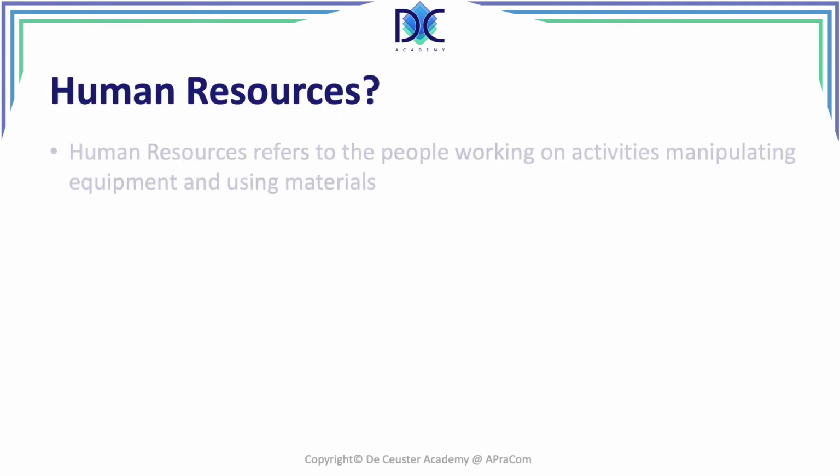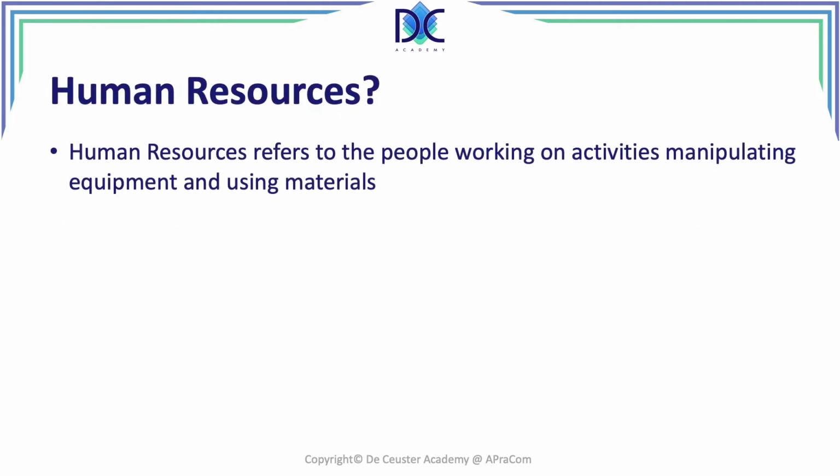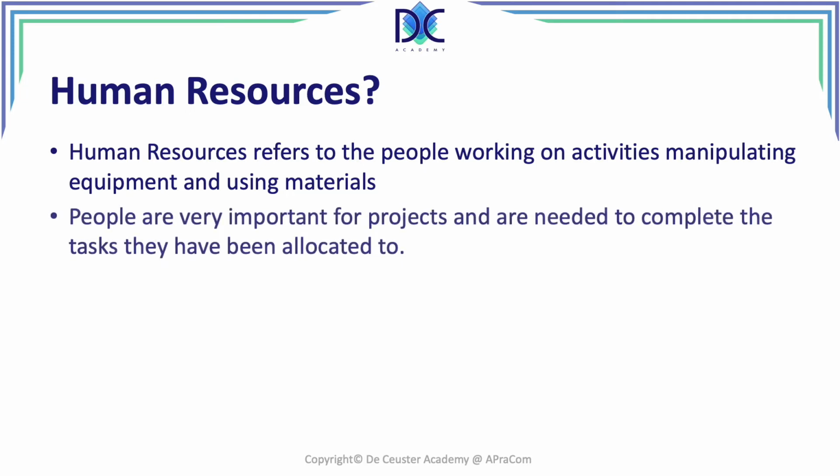So first of all, we talk about human resources. Human resources refers to the people working on activities, manipulating equipment, and using materials. So basically, resources before in the PMBOK, they only spoke about human resources. Now they speak about resources in general because there are different types of resources that we can use.